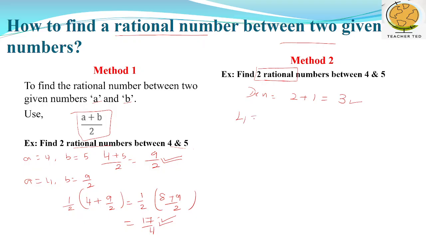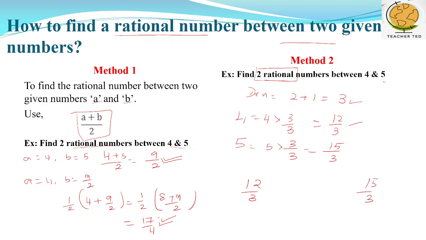So 4 can be written as 4 into 3 by 3. 4 into 3 is 12. So 12 by 3 is the first number, and 12 by 3 is equal to 4 only. And 5 can be written as 5 into 3 by 3, that is 15 by 3. So the first number is 12 by 3, that is 4, and the last number is 15 by 3, that is 5.